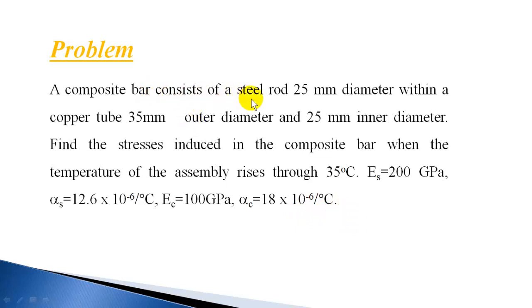So we have a steel rod and it is inside a copper tube which has the same inside diameter as the diameter of the steel rod, and outer diameter 35 mm. Now the temperature of the assembly is rising through 35 degrees centigrade, so delta T is 35 degrees centigrade. Young's modulus of both the materials is given and the coefficient of linear expansion is also given for both the materials.